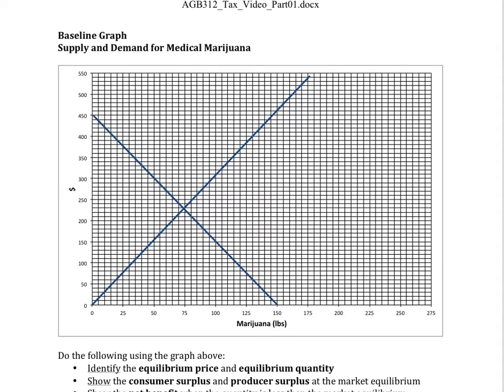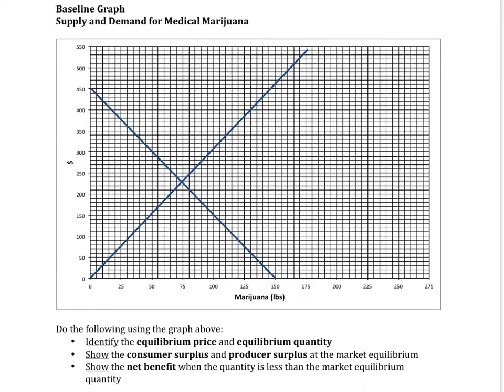Okay, so this is the first part of a series of videos just introducing the idea of taxes. In these examples, we're going to be looking at the supply and demand for medical marijuana. And again, we just have the basic supply and demand curve. Nothing new there. You know which one is which.